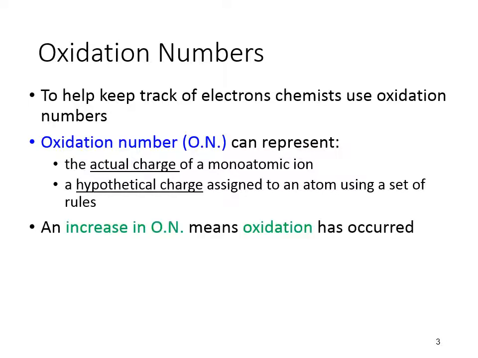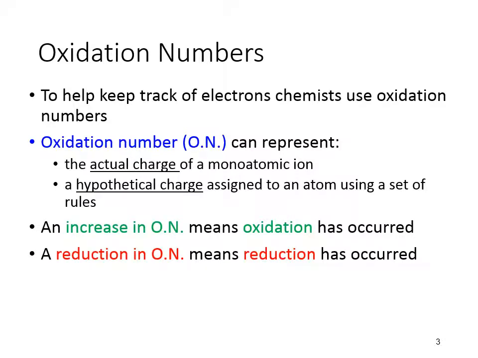As you look at oxidation numbers, I'm not going to get into it much today, but if you are ever looking at a chemical reaction, anytime an atom's oxidation number increases during a reaction, and by increase I mean becomes more positive, moves towards the more positive side of a scale, then we're saying it's oxidation. A decrease in oxidation number means that reduction has occurred.